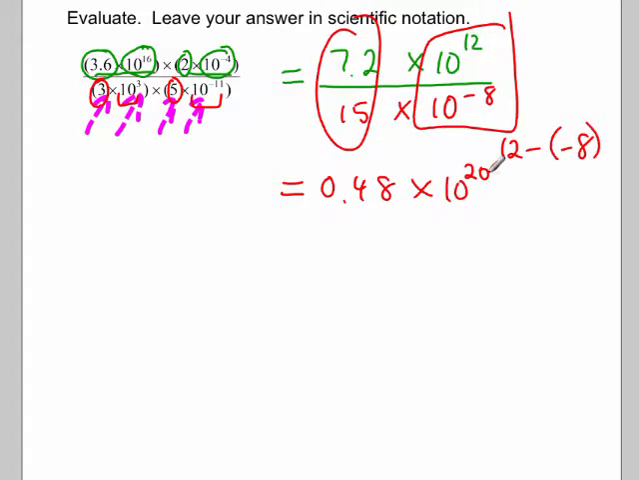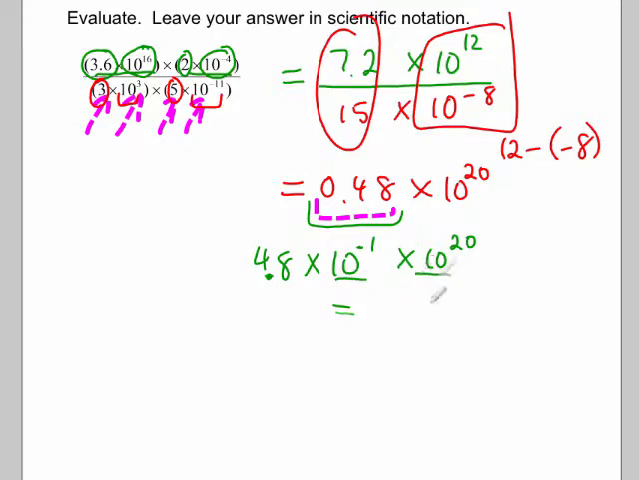And my answer is looking like it's in scientific notation, but we have one issue, and that's that this number is not between 1 and 9.9. It's a little too small. So I'm going to take this number on its own, just the 0.48, and write it as 4.8 times 10 to the... I need to move the decimal one spot over from where I have it to where it actually is. And since we have a smaller number, that would have to be a negative 1 exponent. And then multiply by my 10 to the 20th. Multiply these powers of 10, and so we get 4.8 times 10 to the 19th.